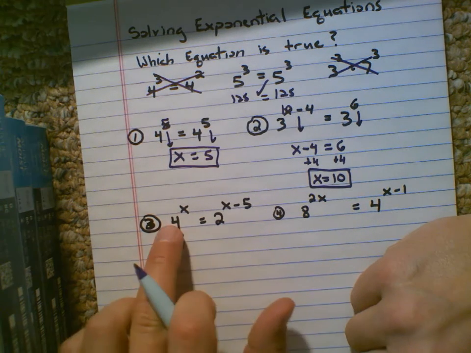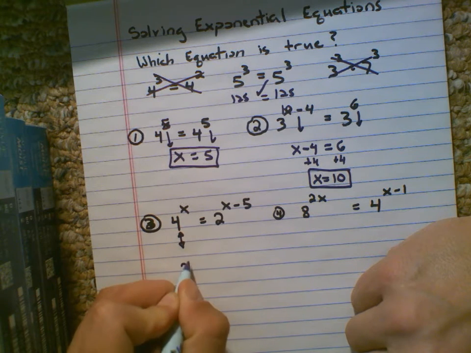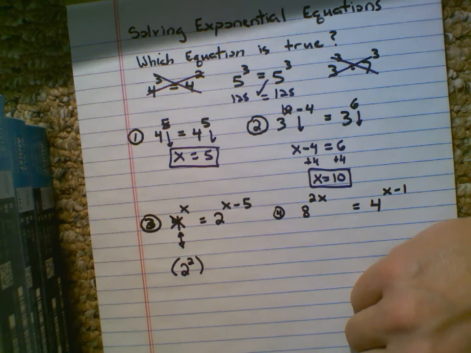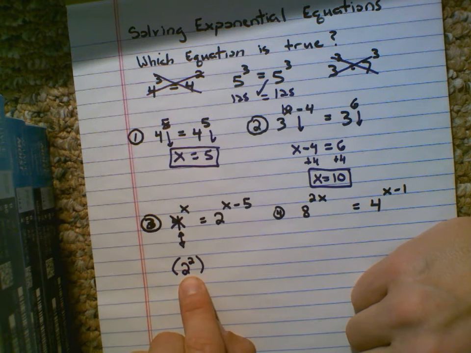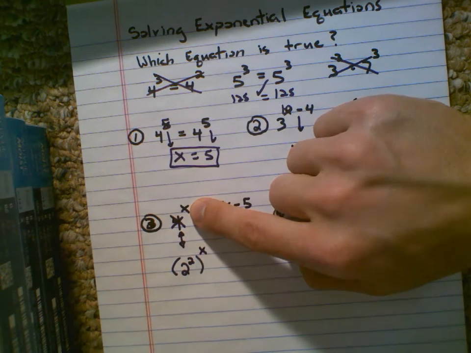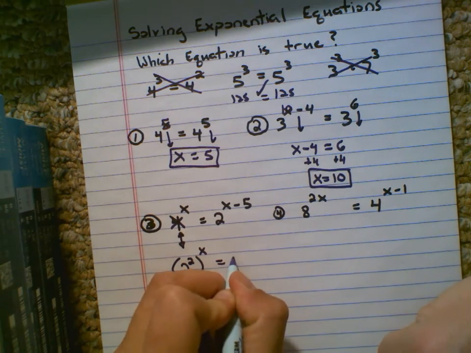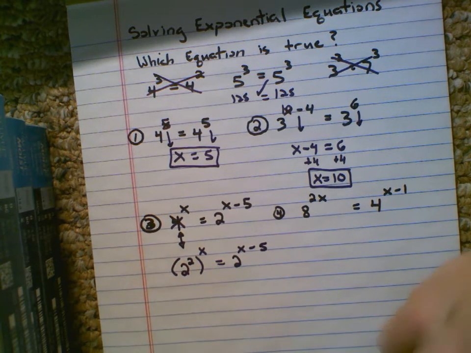Well, I know 4 is the same thing as 2 squared. So I can replace the 4, get rid of it, and rewrite it as 2 to the second power, because 2 to the second power is 4. I need to keep the exponent of x on it, because if I had 4 to the x, then this needs to have an x on it, and then that will equal 2 to the x minus 5.